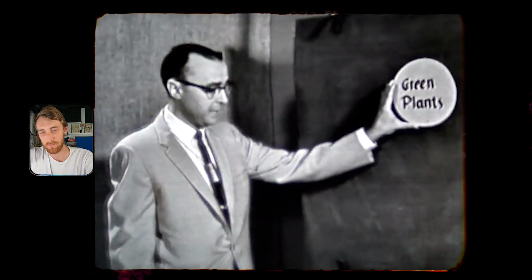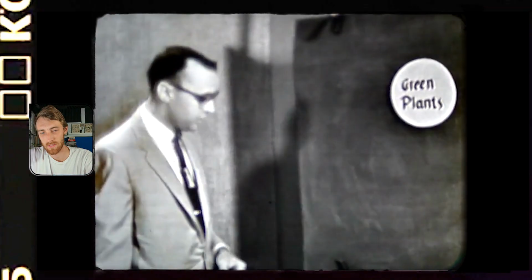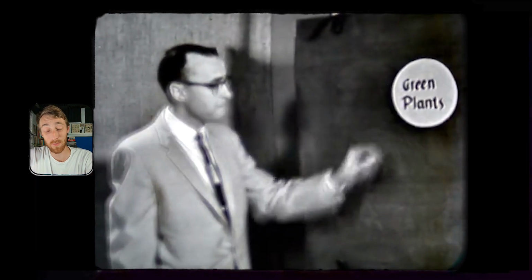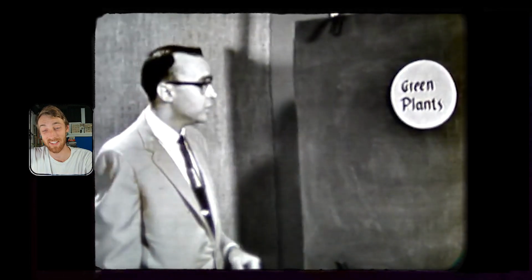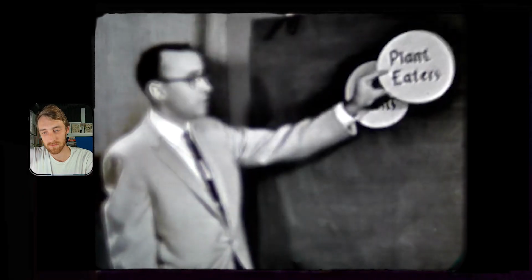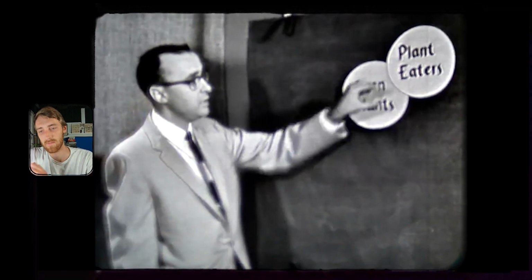a circle, which we will let represent green plants. There are certain animals which eat these green plants, and they would be called plant eaters. Oh, geez, yeah, the film just ripped a bit. And the focus keeps going out. Whoever the cameraman was, I would be pissed at the cameraman, to be honest. Dude, this totally lost focus there.